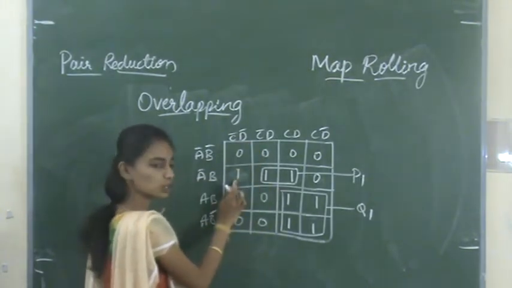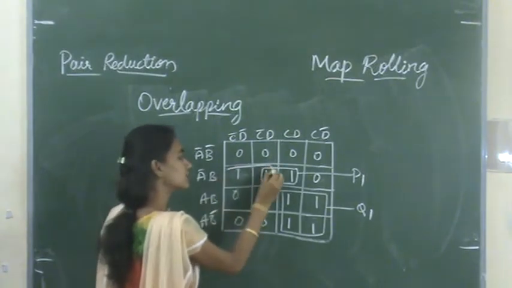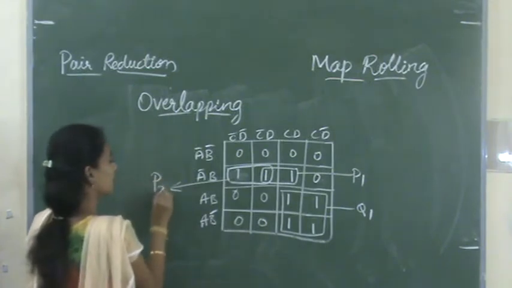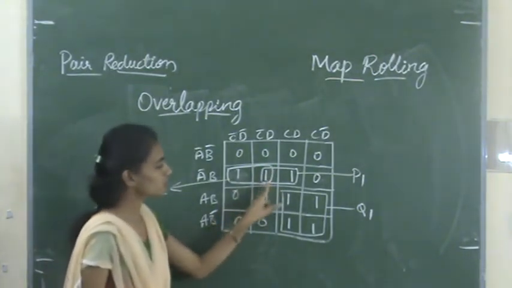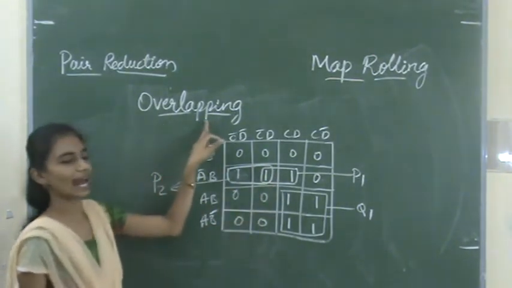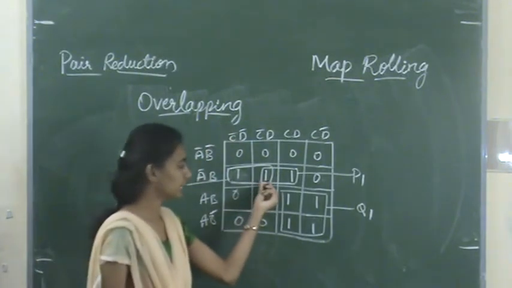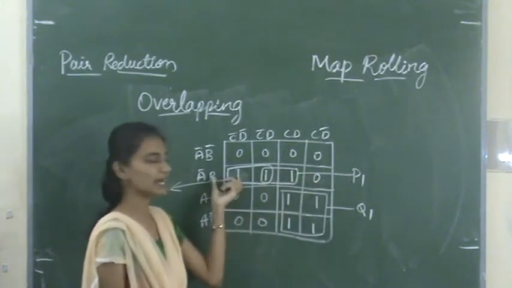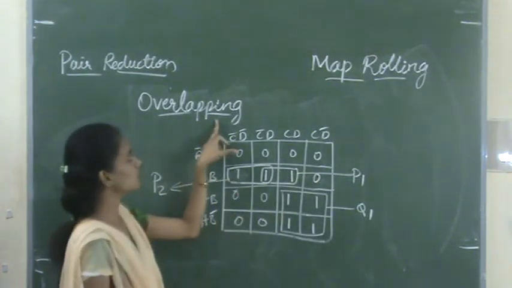This one is adjacent to this, right? So I am encircling this one with this. So this is another pair, pair 2. So this we call as overlapping. This one is overlapping with pair 1 and pair 2. So that we call as overlapping.